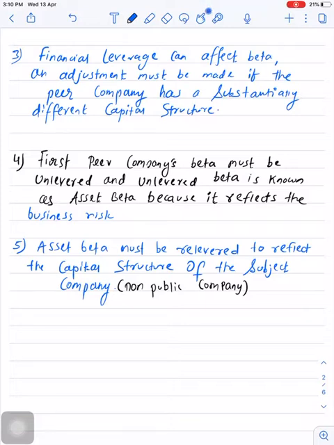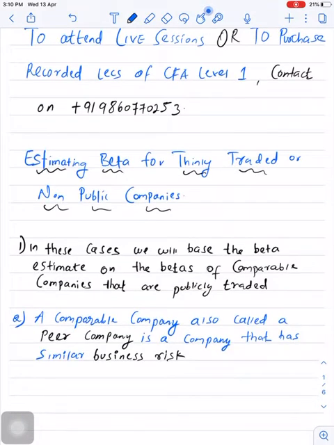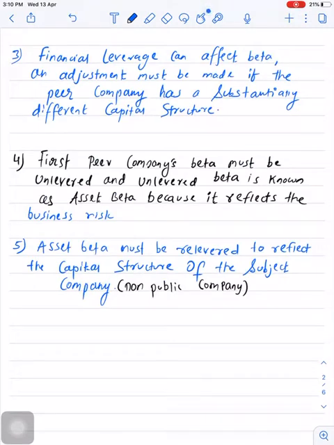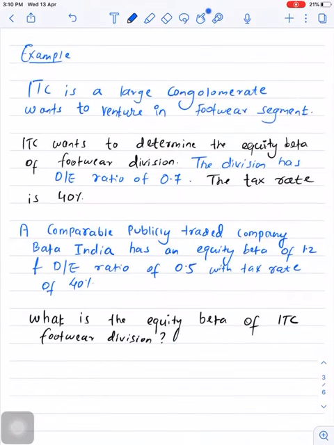Whatever asset beta I get for the peer company, I will assume the same asset beta for the non-public company, because we have just seen that a peer company is a company that has similar business risk as the non-public company. Once you get the asset beta, we will re-lever the asset beta to reflect the capital structure of the subject company, that is, the non-public company. So let's understand with the help of an example. ITC is a large conglomerate and wants to venture into the footwear segment. This footwear division is not listed on a stock exchange, so it is a kind of non-public footwear division.